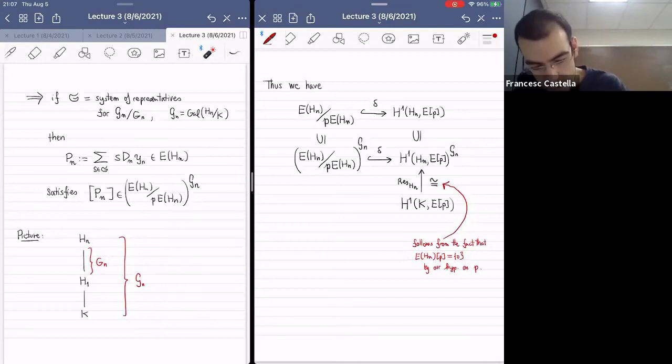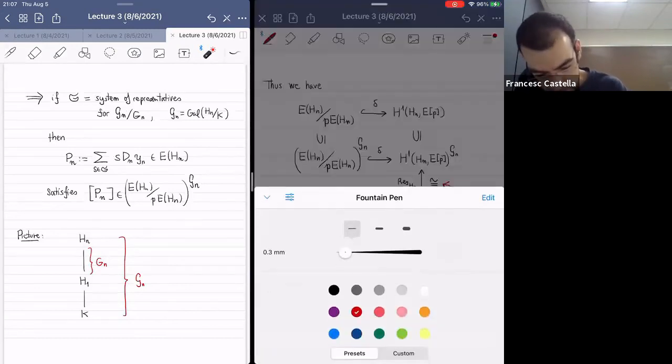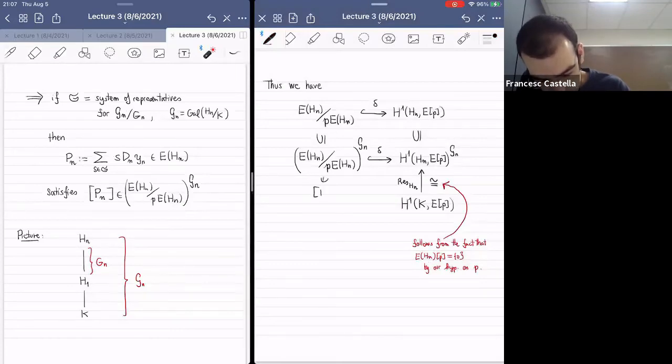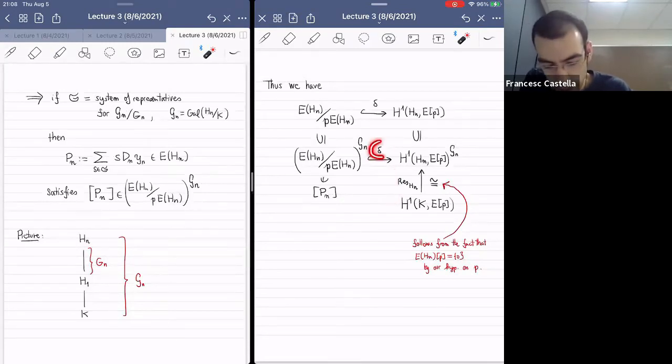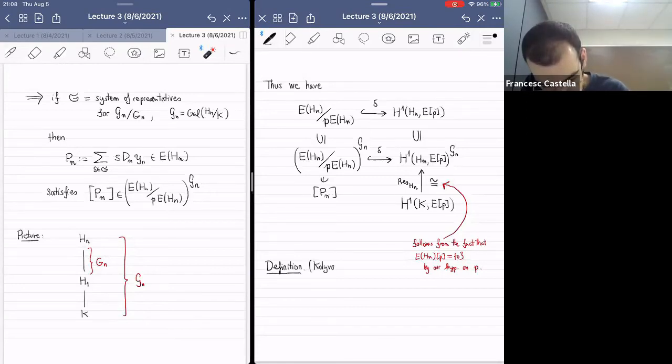But now we have produced a class here. And now this naturally leads to defining an obvious class in this space over here. We're going to define a class Cn to be the unique class here that when we take the restriction, it maps to delta of this class. So that's Kolyvagin's derivative construction. Kolyvagin's derivative classes.